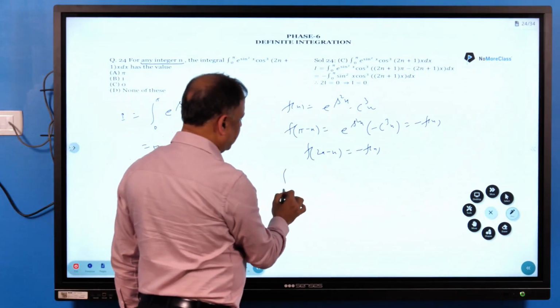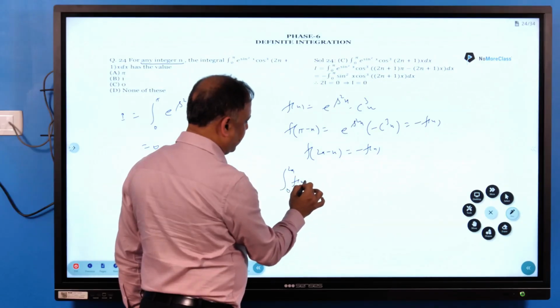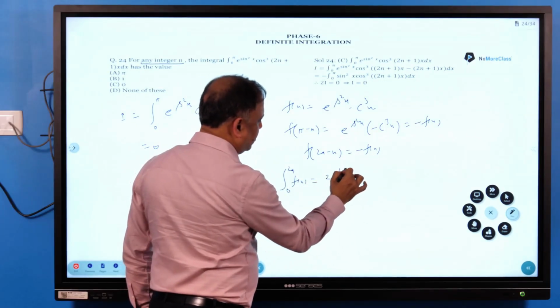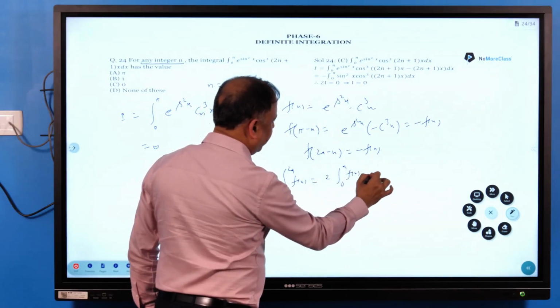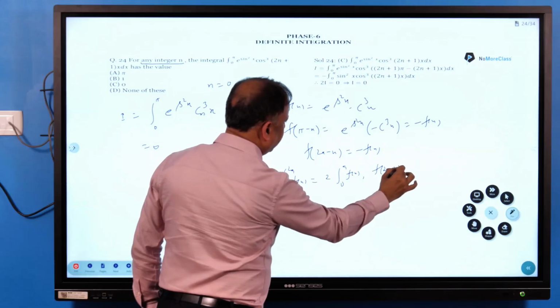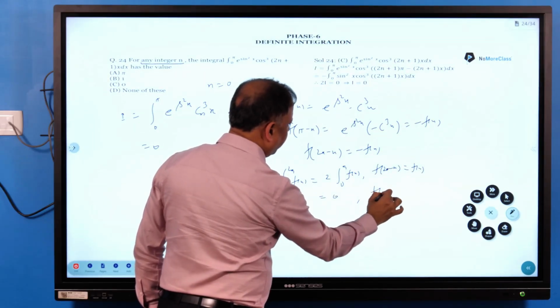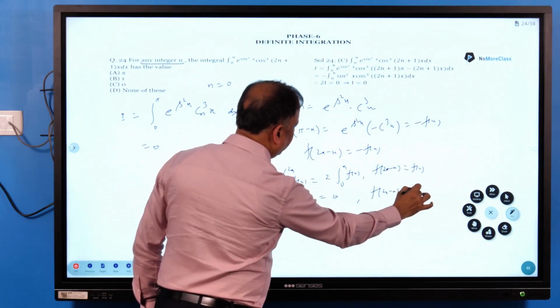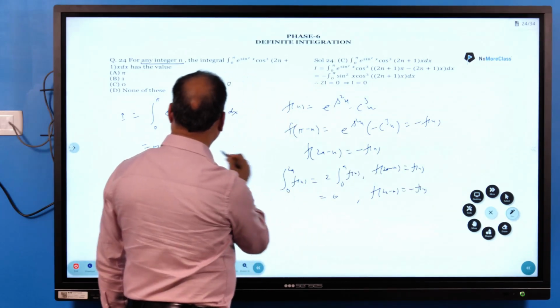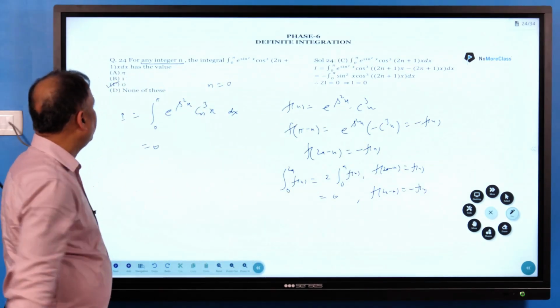That property we are using: the integral from 0 to 2a of f(x) is equal to 2 times the integral from 0 to a of f(x) if f(2a minus x) is equal to f(x), and this will be equal to 0 if f(2a minus x) is equal to minus f(x). So it is minus f(x), so the answer will be 0. So C option will be correct.